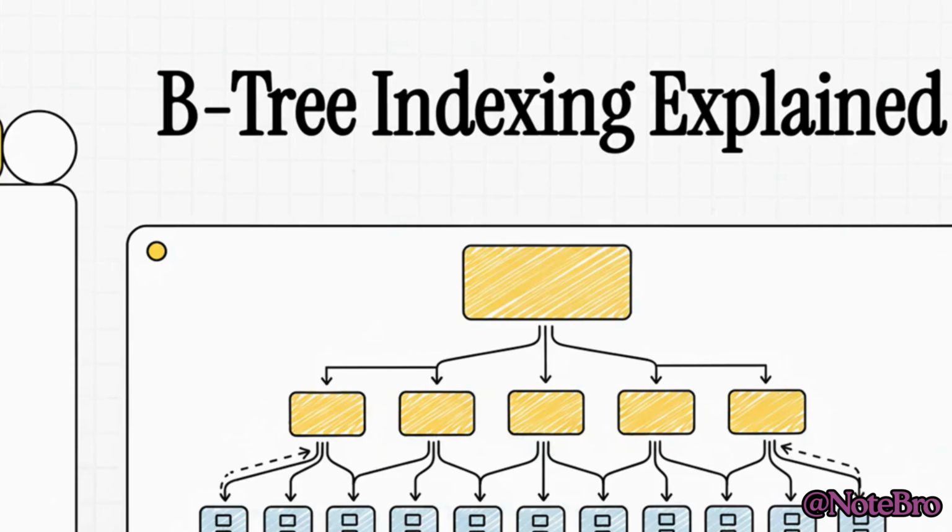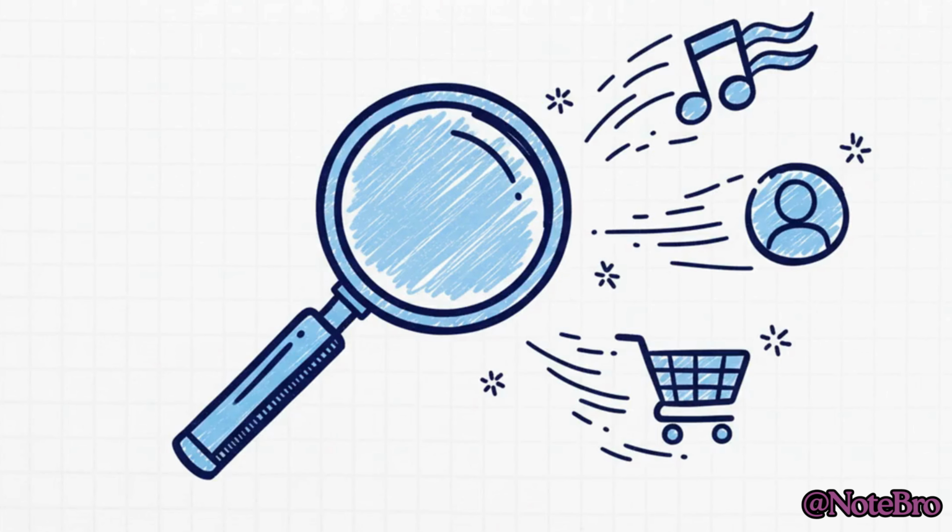Have you ever wondered how your favorite app can search through literally millions of items and find what you want in like a split second? Well, today we're going to pull back the curtain on the secret sauce that makes it all possible, the B-Tree Index. I mean, really think about it for a second.